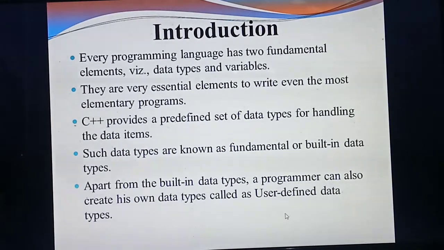Understand? So what are the things you have studied in the introduction part? For each and every programming language, two fundamental things are there. What are they? Data types and variables. Without these two things, you can't complete the program. Also, two types of data types you have studied here. The first is built-in. What's the other name of built-in data type? Fundamental. That's the first type. The second type is user-defined data type.